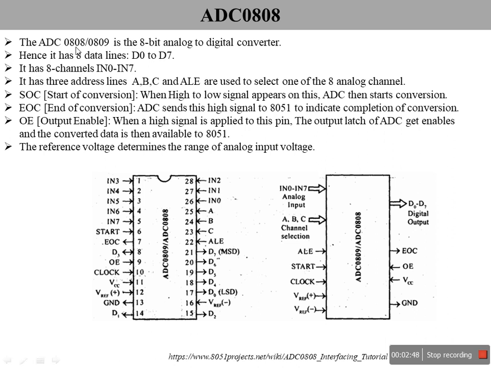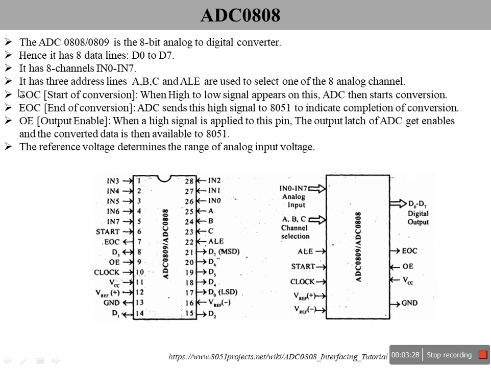The ADC 0808 or 0809 is basically an 8-bit analog to digital converter. Hence it has 8 data lines D0 to D7, and it has 8 channels which are IN0 to IN7. So it is possible to connect 8 analog sources to this IC, and that data can be taken on D0 to D7 and read into a microprocessor or a microcontroller with proper interfacing and code.